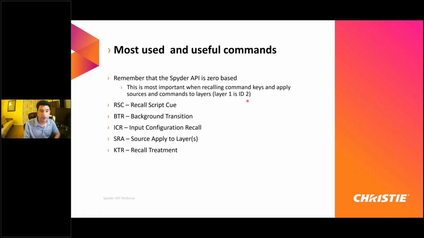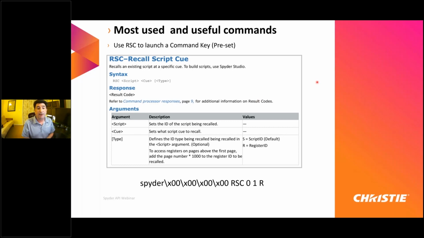So here is RSC, okay? So recall script queue is used to launch a command key. A command key is, in Spyder terms, a preset, right? So within that, the syntax is, you'll send your Spyder header, and then RSC, and then the next argument here is going to be the script, and that's going to be the ID of that command key, okay?